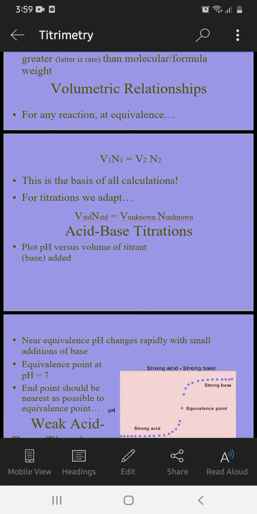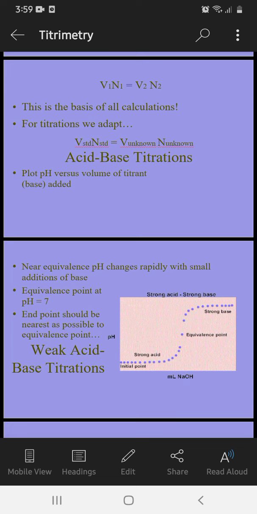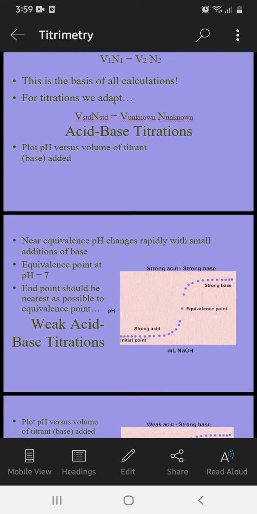Volumetric relationships. For any reaction at equivalence, V1 N1 is equal to V2 N2, and this is the basis of all calculations. For titrations we adapt this: V standard times N standard is equal to V unknown times N unknown.